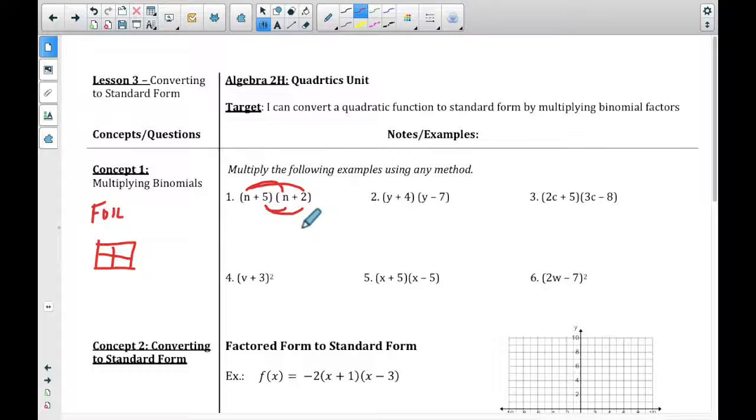The more shortcuts you can take, the easier it's going to be for you, just because a lot of times, as you know, with a test, you only have a certain amount of time and you want to get through as much as you can get through. So let's just go ahead and start in on this.